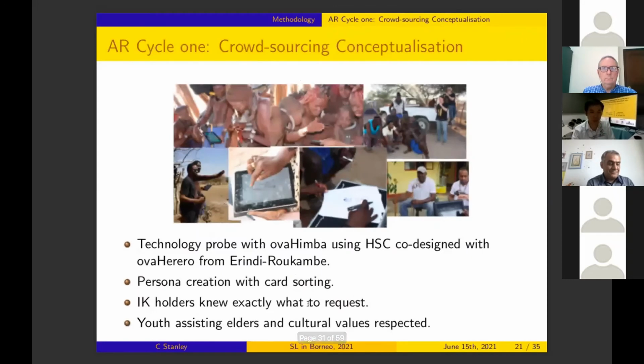All right, now going back to the first cycle. Here we wanted the communities to conceptualize crowdsourcing. What is crowdsourcing in their context? Remember that helping each other for free in their communities is common. For example, when someone is building a hut, any other person from the community can join and doesn't expect payment.